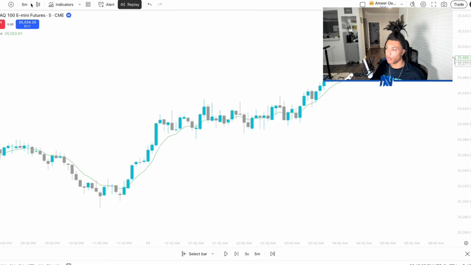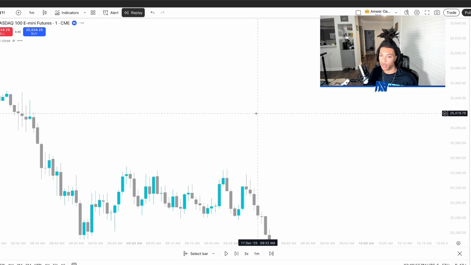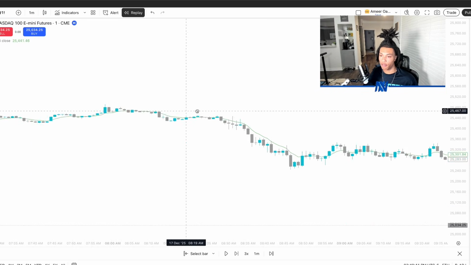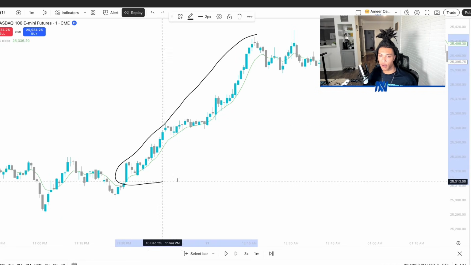depending on what time frame you trade will be more sensitive. For example, if we go to the 1 minute, we're on December 16th at 11:40 p.m. So let's go there. December 16th at 11:40 p.m. Okay, so we're at December 16th at 11:40 p.m.